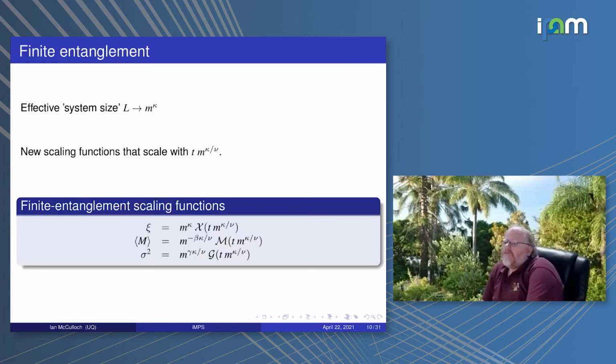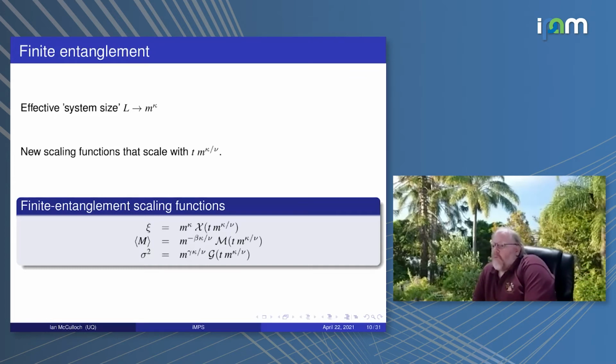So if we've got an infinite system, the key replacement is that we have some kind of effective system size, which is given by the correlation length of our system, which at the critical point will scale as our bond dimension to this new exponent kappa. This is a new exponent that you don't see in finite size systems, but this is really the relationship between the bond dimension of the MPS and the correlation length.